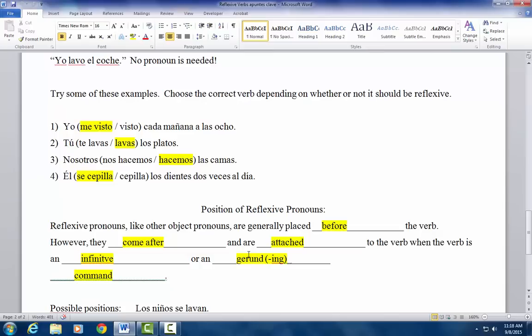Number 3. Nosotros hacemos las camas. We make the beds. We're not making ourselves, we're making the beds. The beds receive the action. Él se cepilla los dientes 2 veces al día. He brushes his teeth 2 times a day. He is doing that action to himself, therefore we used the reflexive pronoun se.